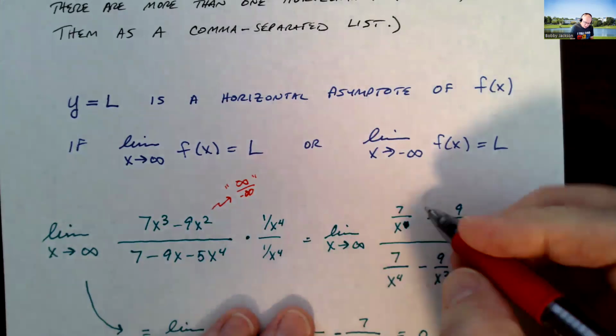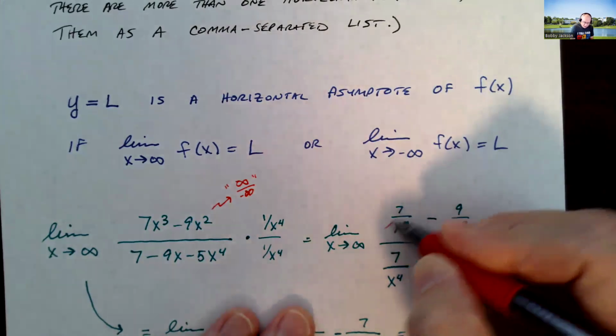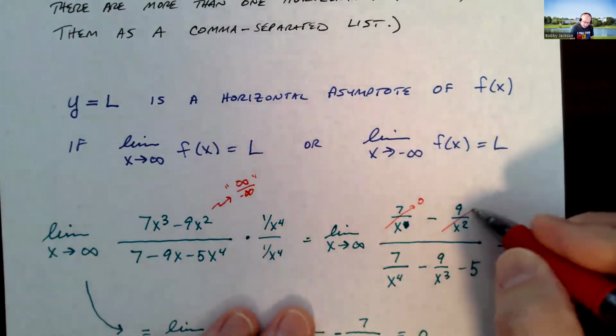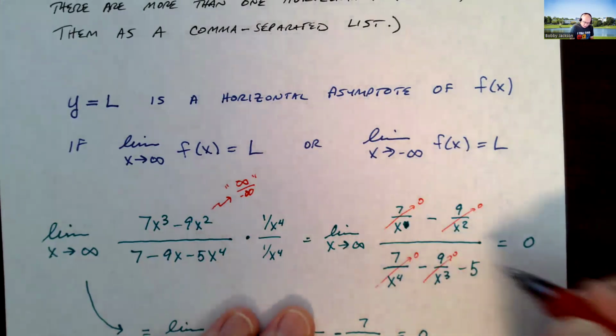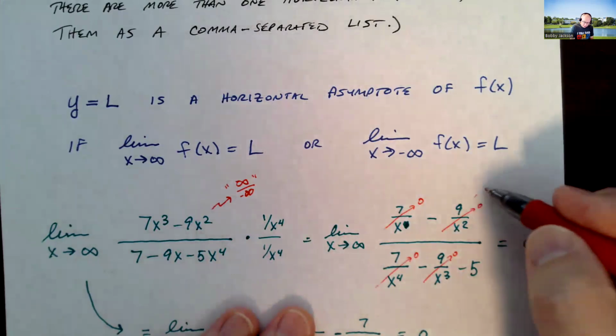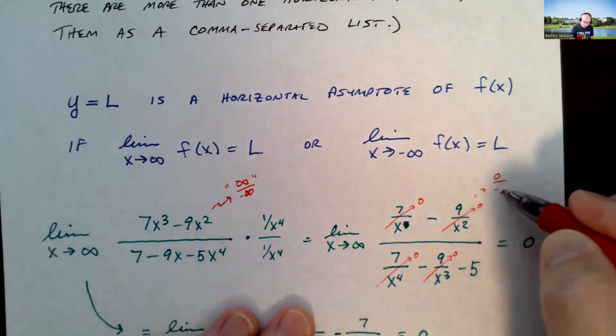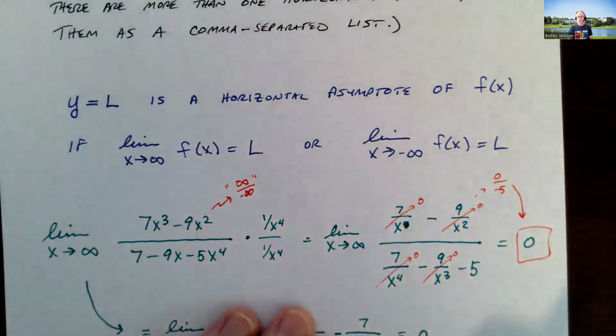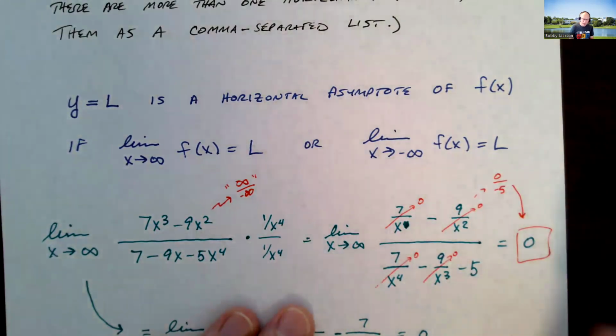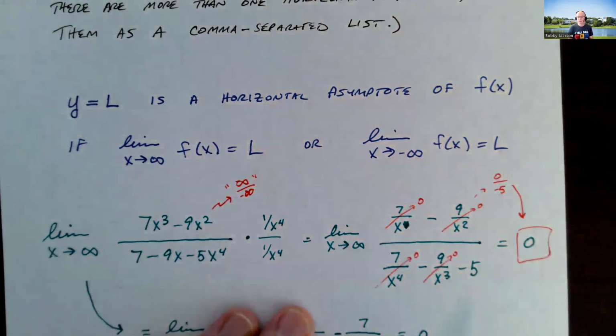And remember what we know, as x goes to infinity, 7 divided by x, that's going to go to 0. 9 divided by x, that's going to go to 0. And so all these are going to 0, and you're just left with what? The form of this limit is 0 over negative 5, which is not indeterminate. That's equal to 0. And so notice we have one horizontal asymptote for sure of y equal 0, right? Because the limit is 0.